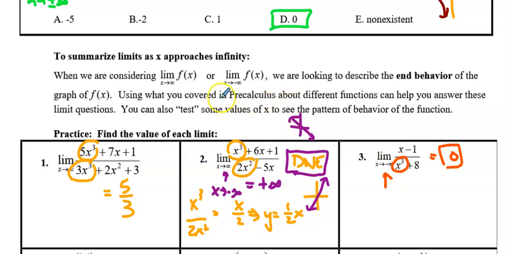So that's the first introduction of rational functions to limits. In the next video, I'm going to talk about other functions that are not necessarily rational, parent functions and stuff like that. We'll do that in the next video.